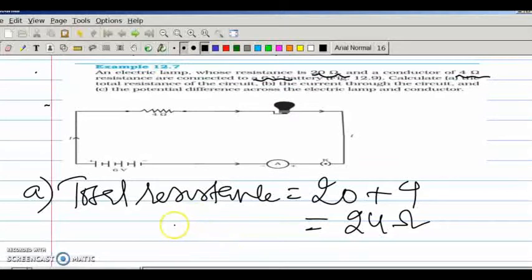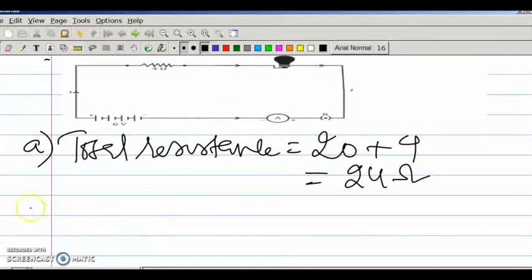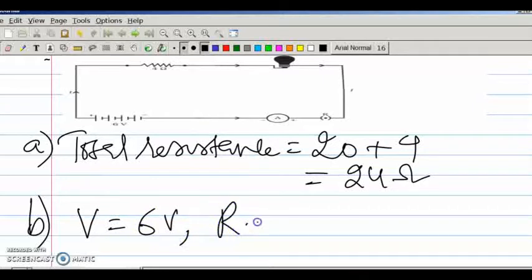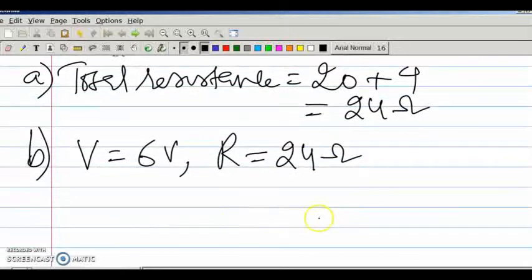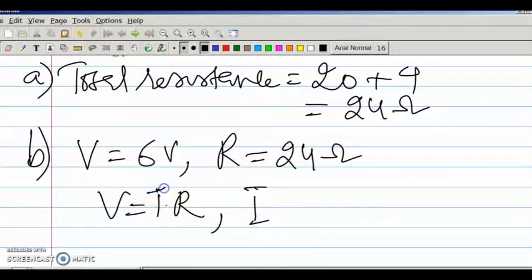Now what is the next thing that we have to find? The total current that is passing through the circuit. So we have potential difference V equal to 6 volt, and the total resistance we have calculated is 24 ohm. Next, we employ Ohm's law. We know well V is equal to IR. So I want the value of I. I is equal to V by R.